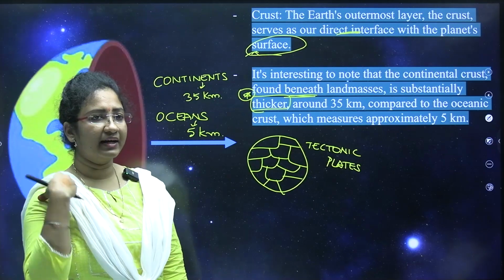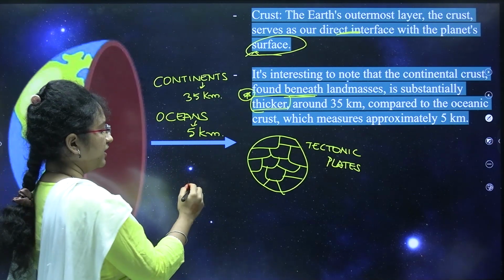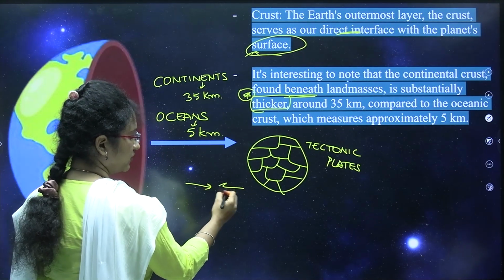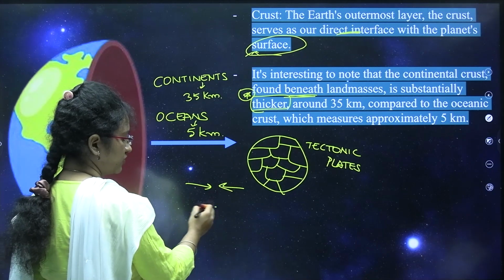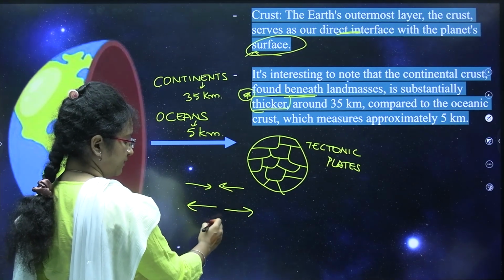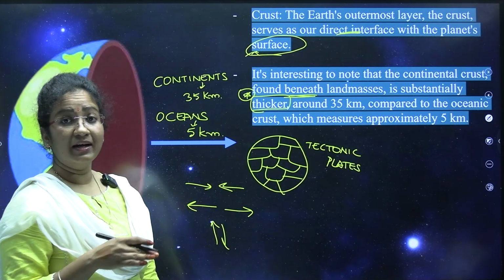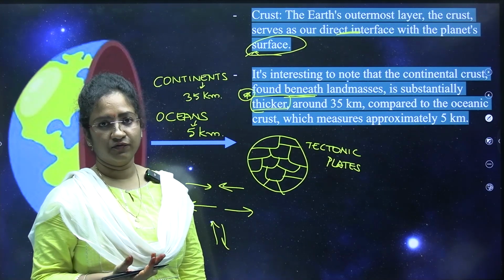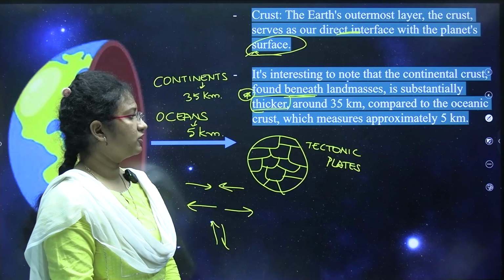So these movements are again classified into different types, like either the plates move towards each other, which leads to a convergent boundary, or the plates move away from each other, which is a divergent boundary, or they just slide past each other, that is a transform boundary. So in this way, we have the tectonic plates.